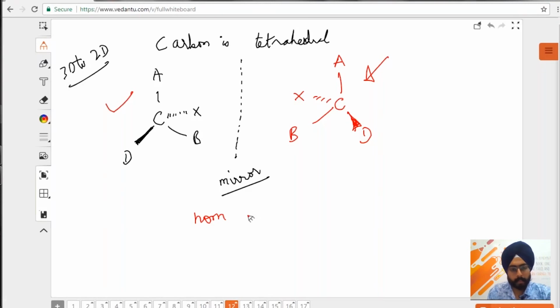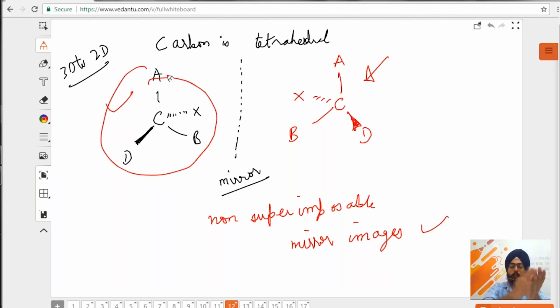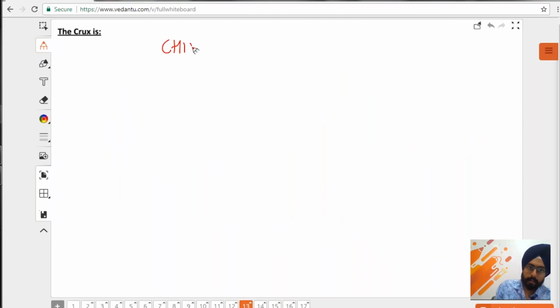Non-superimposable mirror images. Okay guys, non-superimposable mirror images. Now, whenever you have a carbon which has a mirror image and you can't superimpose the mirror images on each other, these things are called chiral. All right, so the crux is chiral equals asymmetric.